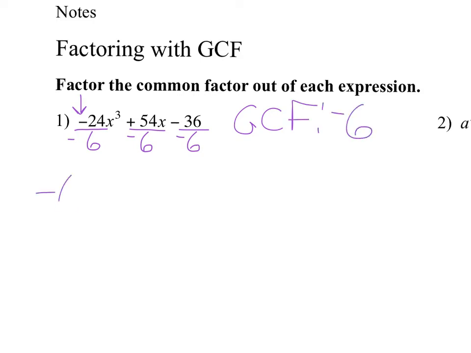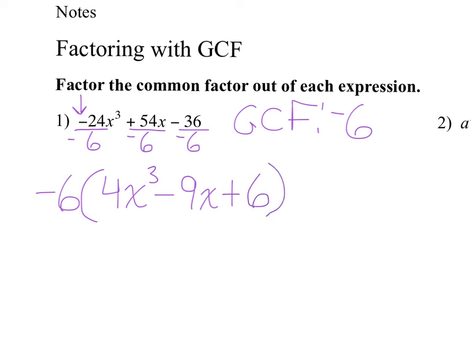So I'm going to write that negative 6 down, and then I'm going to open up a parentheses. And I'm going to do each of these pieces of division. Negative 24 divided by negative 6 is going to give me a positive 4, and that x to the third comes down with it. 54x divided by negative 6, it's a positive divided by a negative, so it's going to switch to a negative, and it's going to leave me with 9x. And then negative 36 divided by a negative 6, negative divided by a negative is a positive, and 36 divided by 6 is a 6.